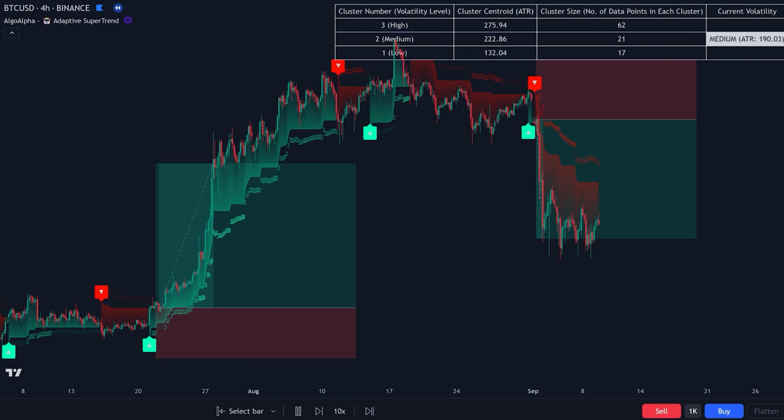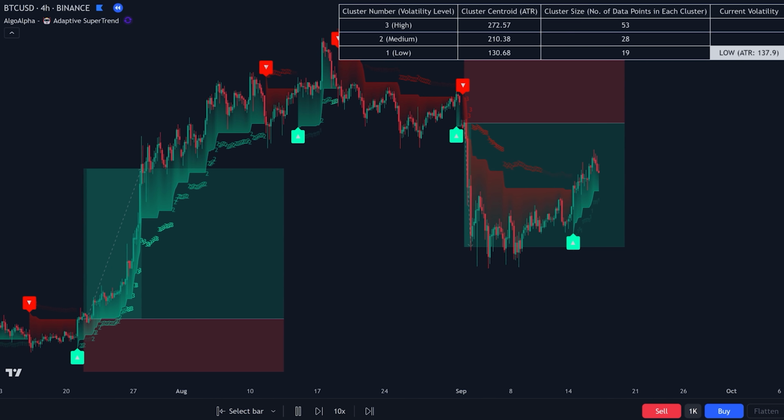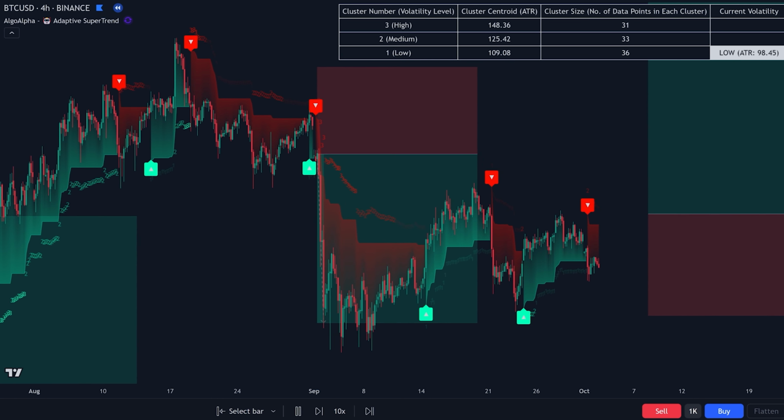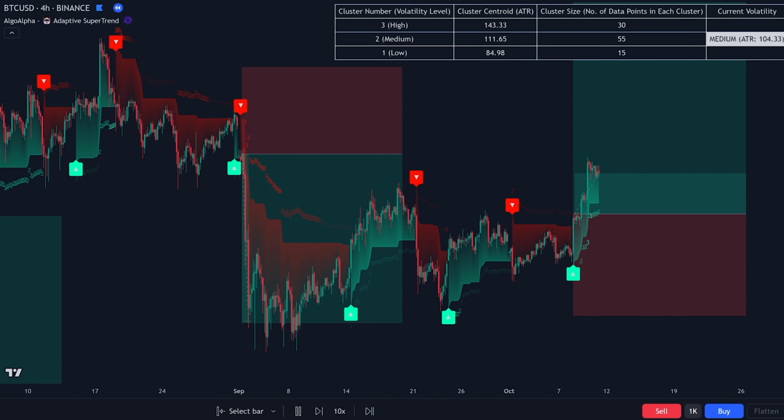And that wraps up our look at the Machine Learning Adaptive SuperTrend indicator. Make sure to adjust the settings to match your trading style, and always remember to manage your risk when trading live.